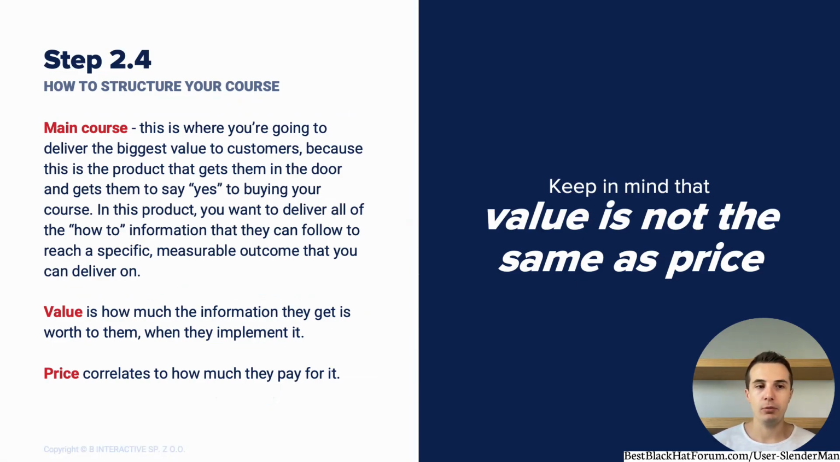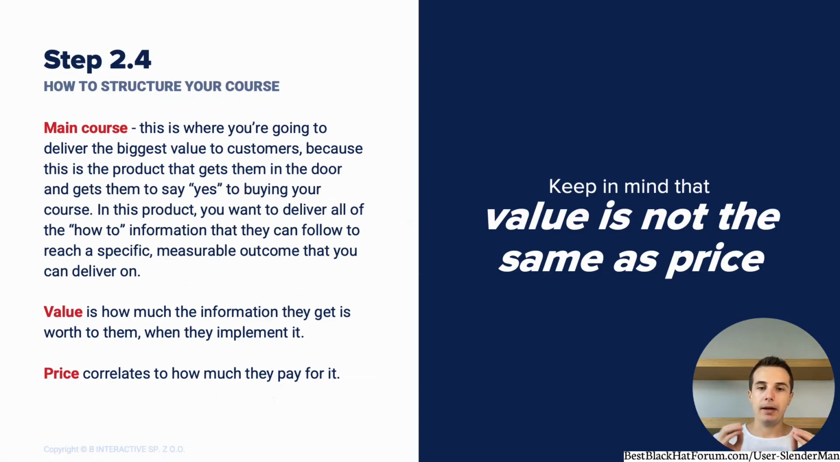So in terms of what to include in the different components of your online course offering, so your main course, your bonuses, and all these other things, the main course is going to be where you're going to deliver the biggest value to your customers, because this product is going to be the one that's going to get them in the door, get them to become your customer, get them to say yes to buying your course, and basically buying into your expertise. And in this product, you want to deliver all of the how-to information that they need to follow in order to reach a specific measurable outcome that you can deliver on.